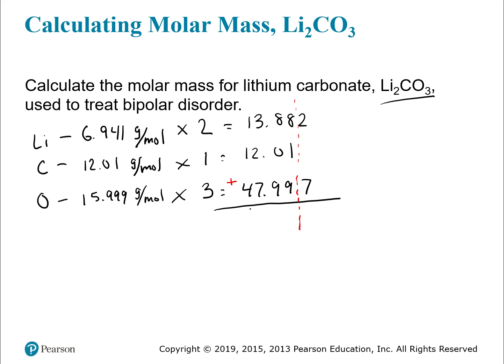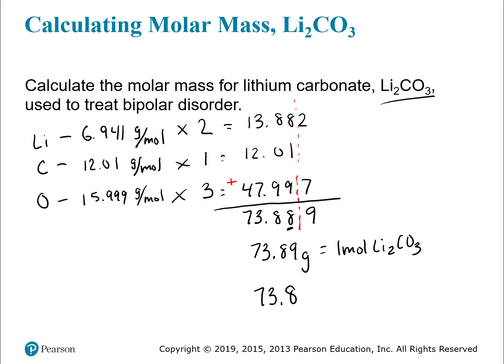When you add these together, your calculator will tell you this. But we know our last retained digit is right here, so we've got to round. There's a 9 to the right of it, so we're going to round up. So that's one way to write it. That's the equality. You can also write grams per mole as your unit. That's calculating molar mass.